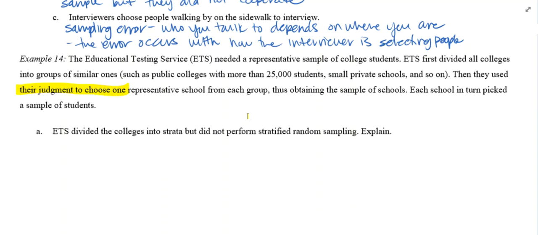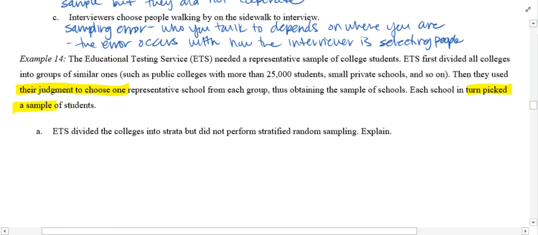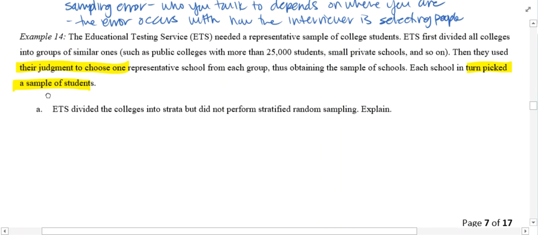And then each school, then what else? In turn, then they picked their students. It doesn't say that they randomly selected their students. They picked them. So this is not a good type of sample. And actually, yeah, so it's not a stratified random sample. So let's see, explain the problem here.